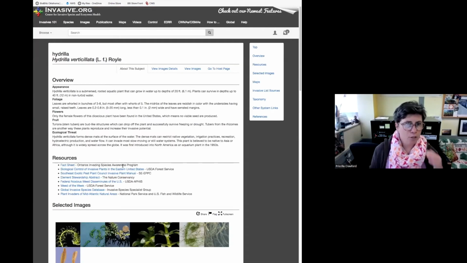And this will take you to a description of the plant. So how big are the leaves? How many are there? Does it flower? Is it mostly vegetation that it produces? Is it fruit that it produces? And then some of the ecological threats. And then of course, there are even more links on this page.